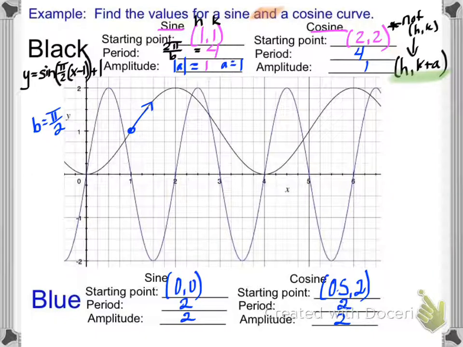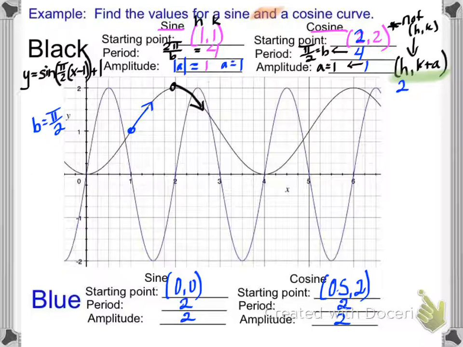So in order to find h and k for cosine, I need to use the value for a. So let's find the b and a and make sure we have those. Remember, since 4 is my period, my b value is pi over 2, just like the previous one, since it's the same wave. And the amplitude means that the a is 1, again, because it's going down to start, just like normal. So cosine, how do we find h and k?